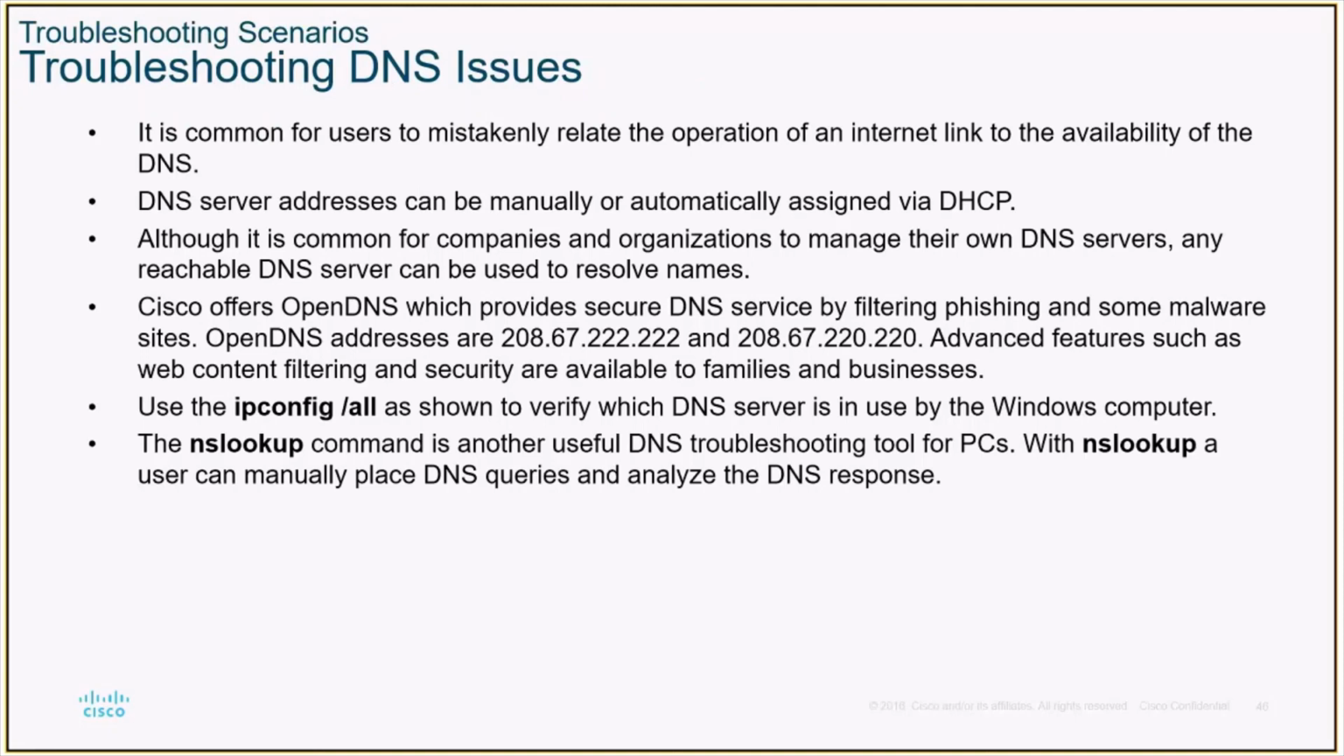Although it is common for companies and organisations to manage their own DNS servers, a reachable DNS server can be used to resolve names. Cisco offers OpenDNS, which provides secure DNS service by filtering phishing and some malware sites. OpenDNS addresses are X and Y. Advanced features such as web content filtering and security are available to families and businesses.